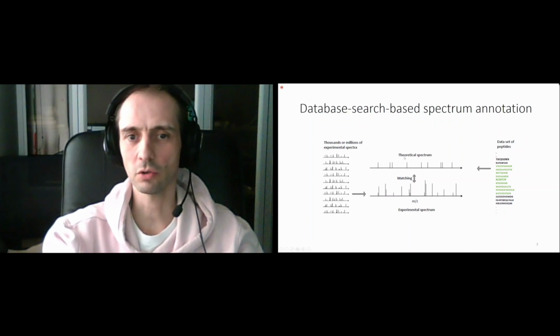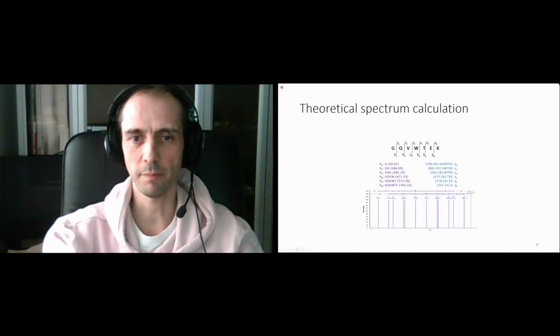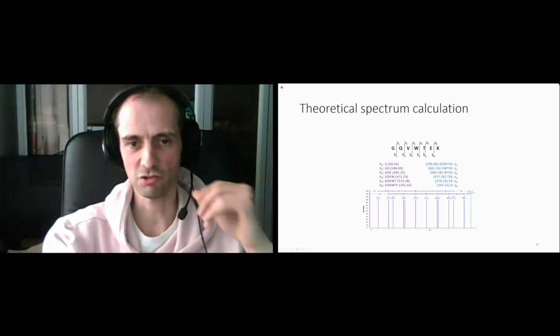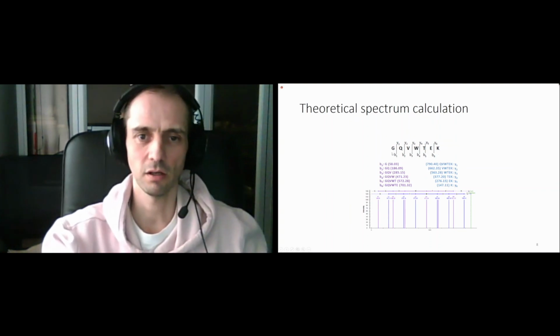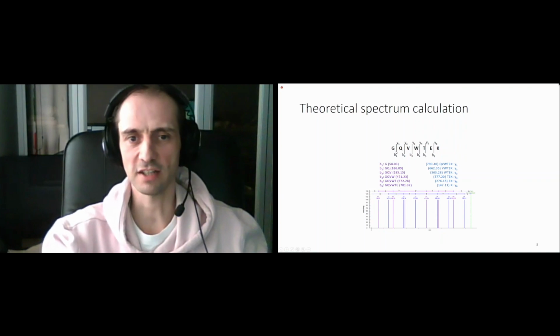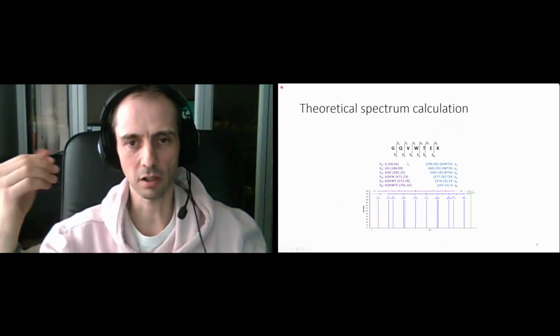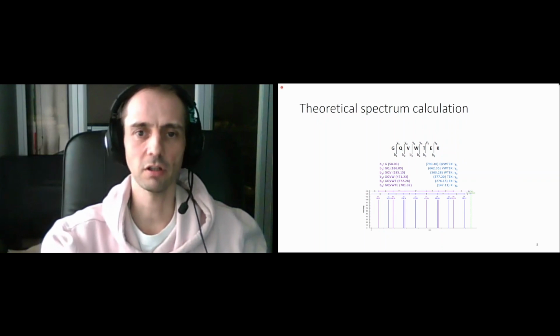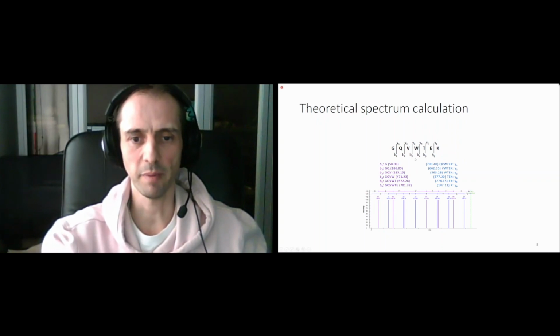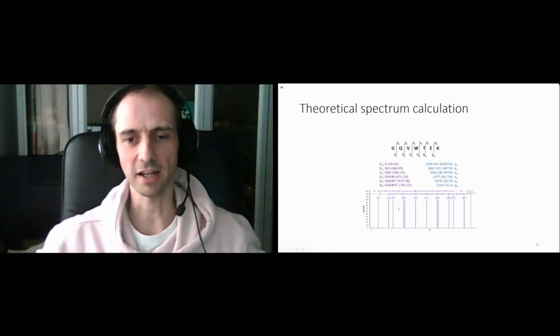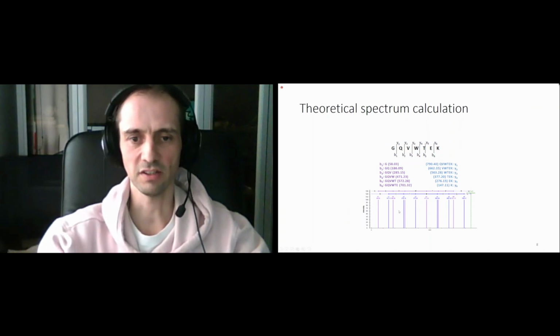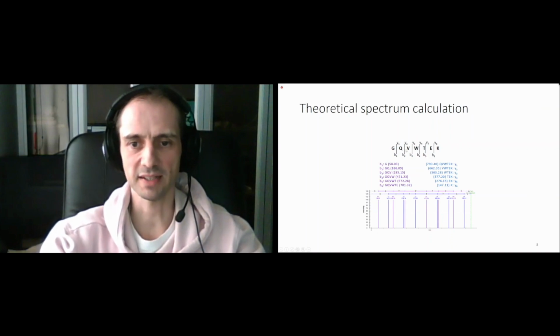So how can we calculate this theoretical spectrum if we have a peptide? Basically we know the fragmentation rules from chemistry. We know the monoisotopic or the average isotopic masses of these amino acids. And we can calculate what could be the theoretical fragmentation of this peptide in the very ideal case. Okay? So this would be the very ideal theoretical spectrum for this peptide sequence.